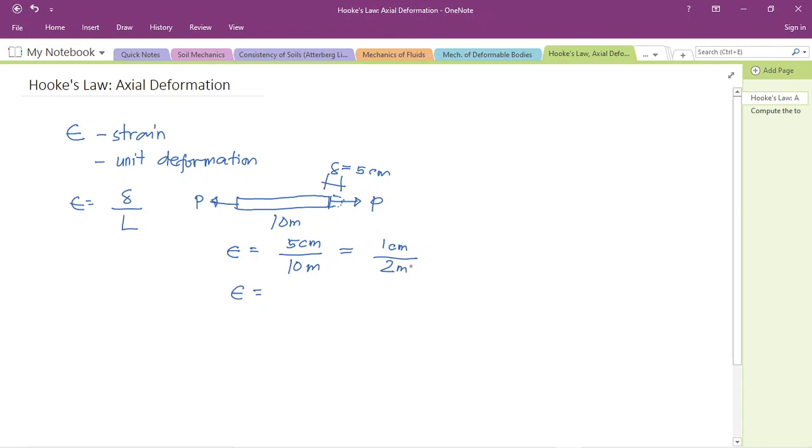So, you can convert the denominator to centimeters, or the numerator to meters, diba? So we have 1 cm over 200 centimeters. So 1 divided by 200 is equivalent to 0.005. So this is now the strain. So unit deformation. Now, let us see the relationship of stress and strain.